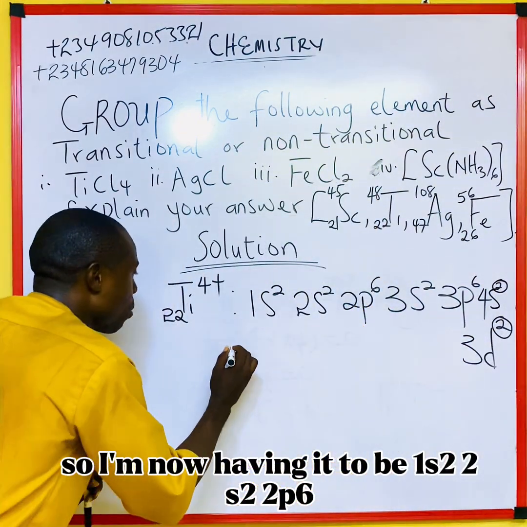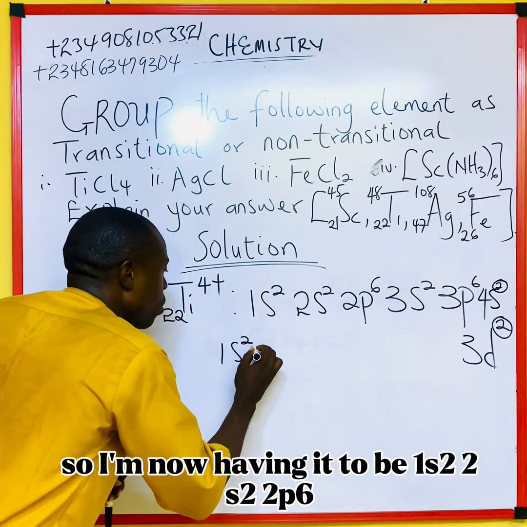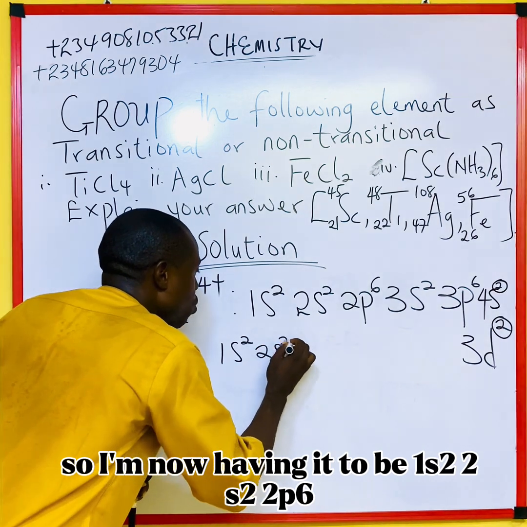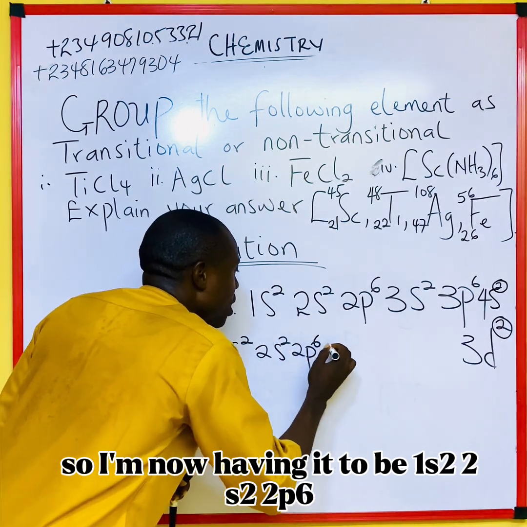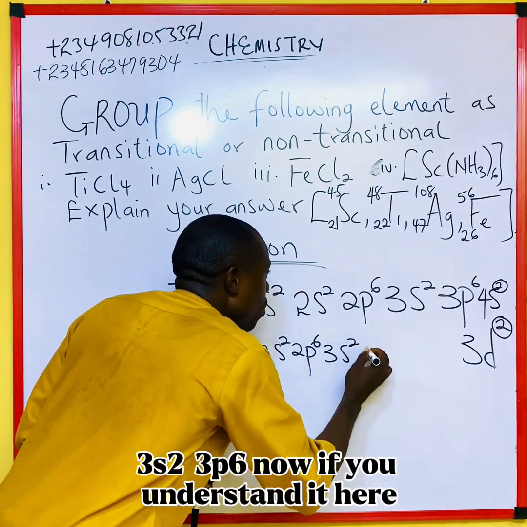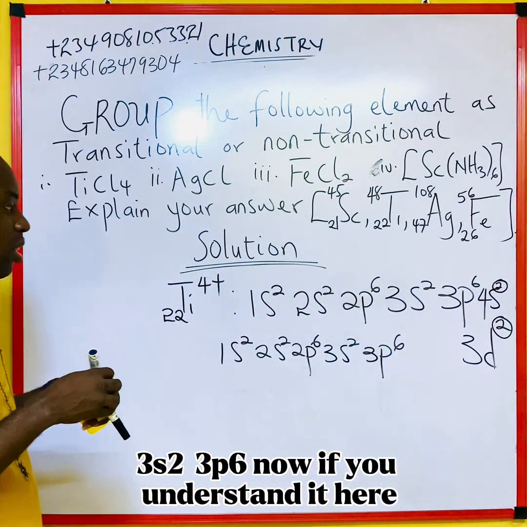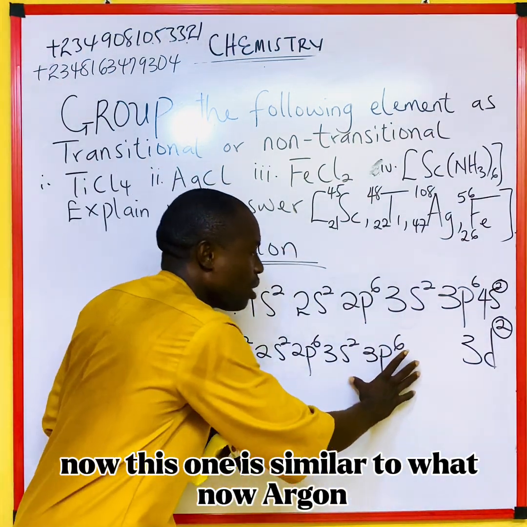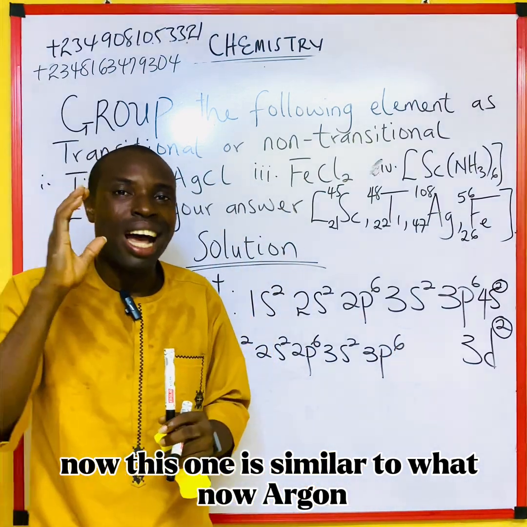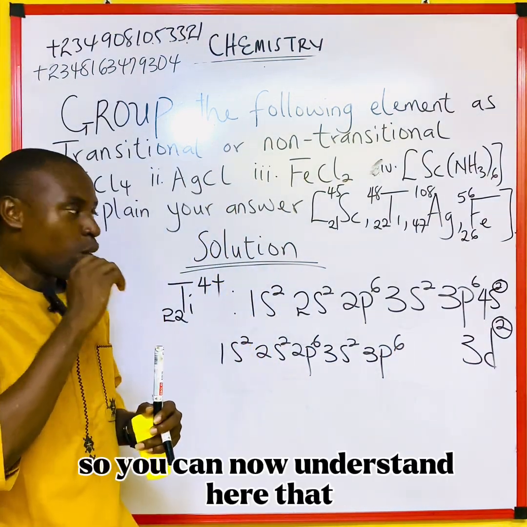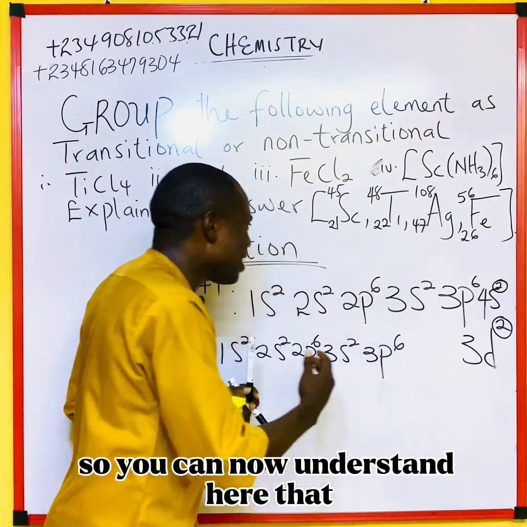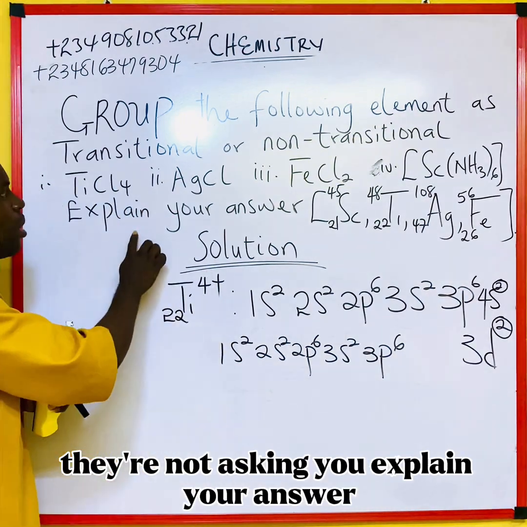So I'm now having it to be 1s2, 2s2, 2p6, 3s2, 3p6. Now, if you understand it here now, this one is similar to what now? Argon. So you can now understand here that they're asking you, explain your answer.